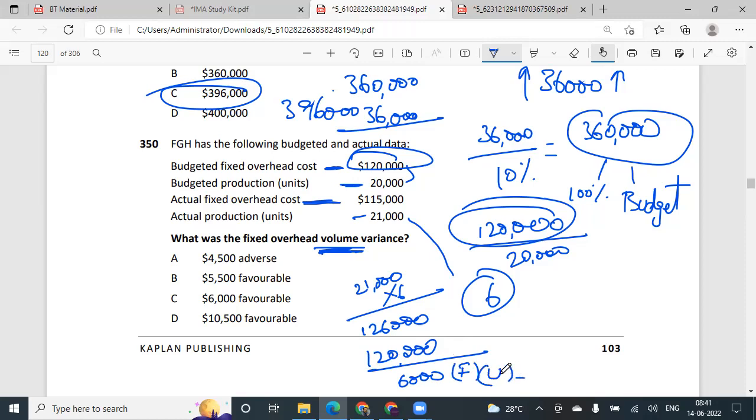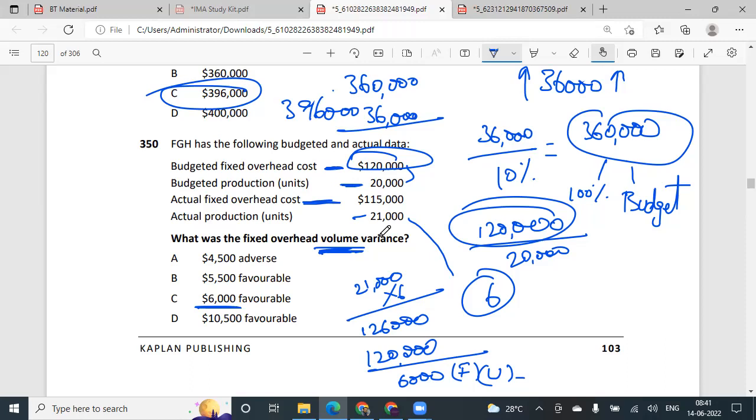Tell me. Favorable. If we are seeing the options, we are only having one option, which is favorable. The reason is that when we are comparing it here, we are able to produce for a larger number of units. That's the only reason we are able to have a favorable variance. Is that fine?